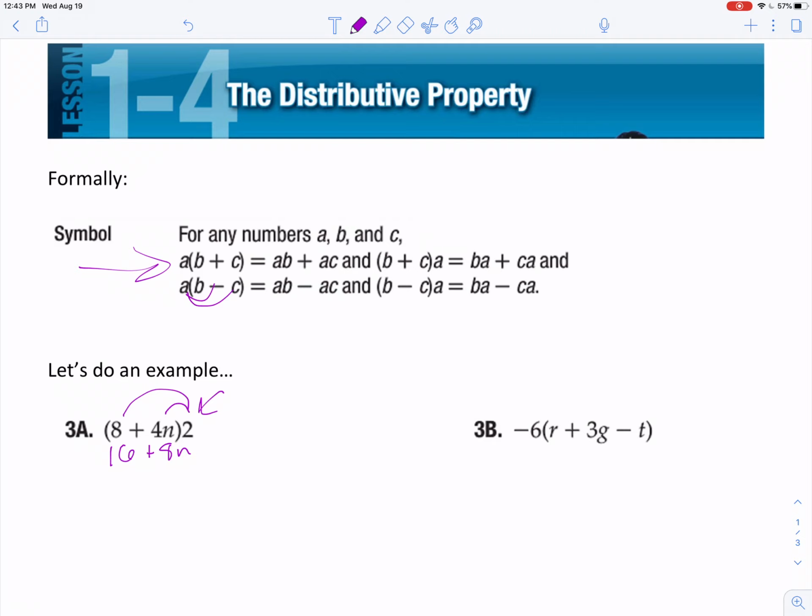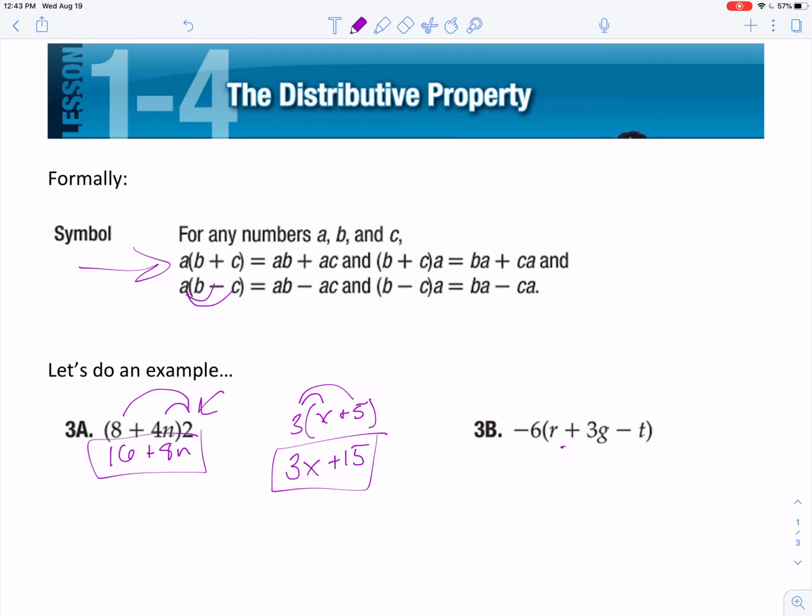Now, we're a little bit more used to seeing it written the other way, so let me try an example like this for you. Maybe like 3 times x plus 5. This is probably how you're used to saying it. And here I just do 3 times x, which is just going to be a happy 3x, and 3 times 5, which is going to be 15. That's your answer.